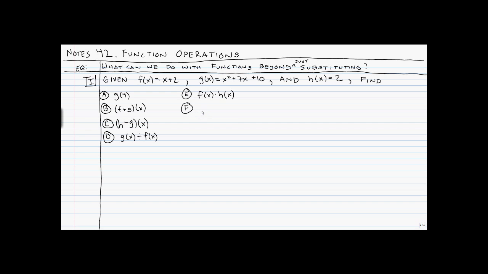Let's go one more. F of x divided by h of x. Okay, so there we go. These are the ones I would like you to try, A through F.